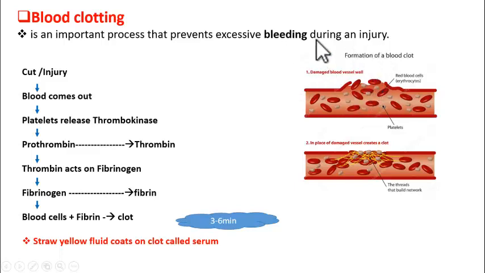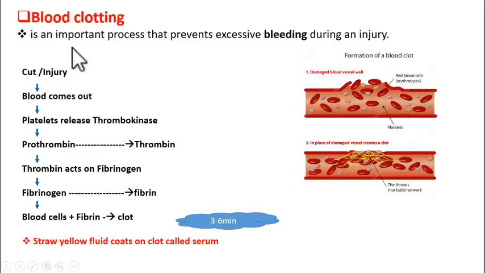Now, does this bleeding continue forever? No, it will stop after 3 to 6 minutes, right? Now what happens after 3 to 6 minutes? Actually, the blood clots. Blood solidifies and it won't come out of the injury. This process that prevents the excessive bleeding during an injury is what is called blood clotting.